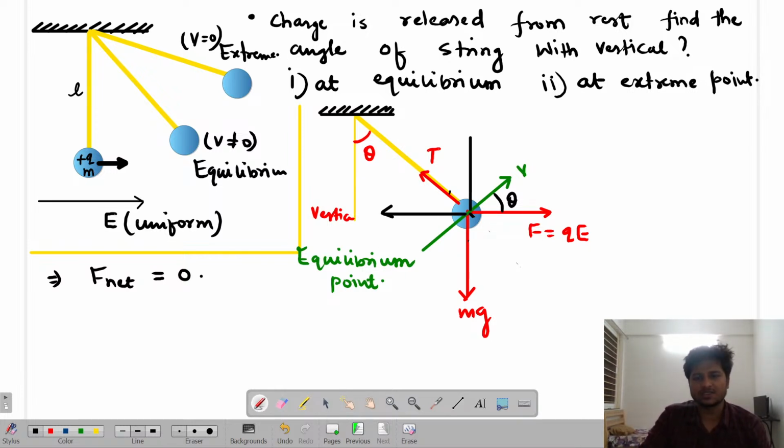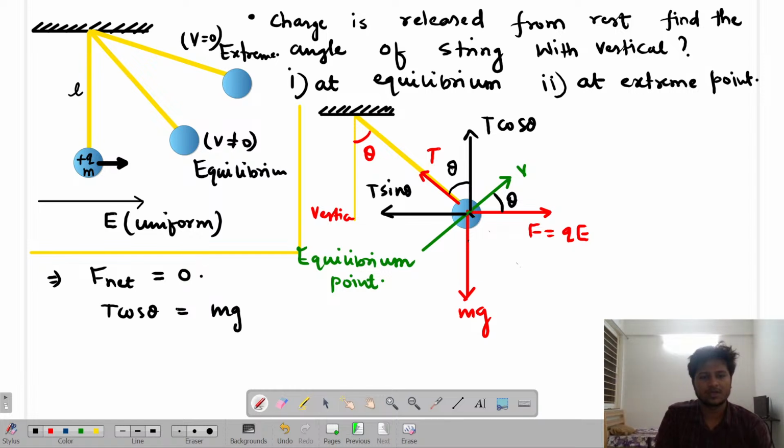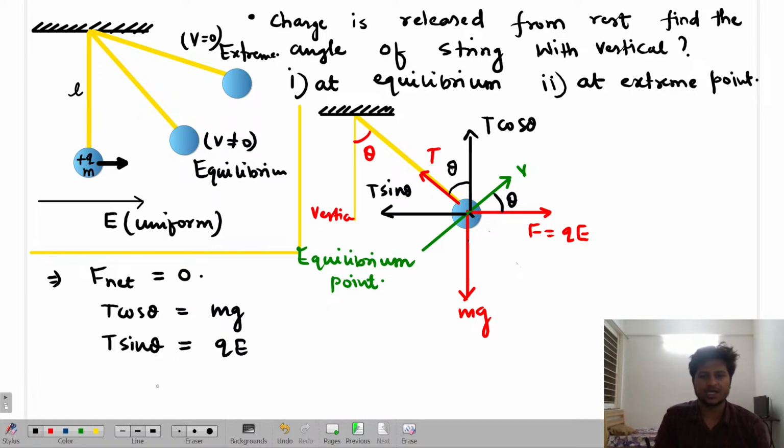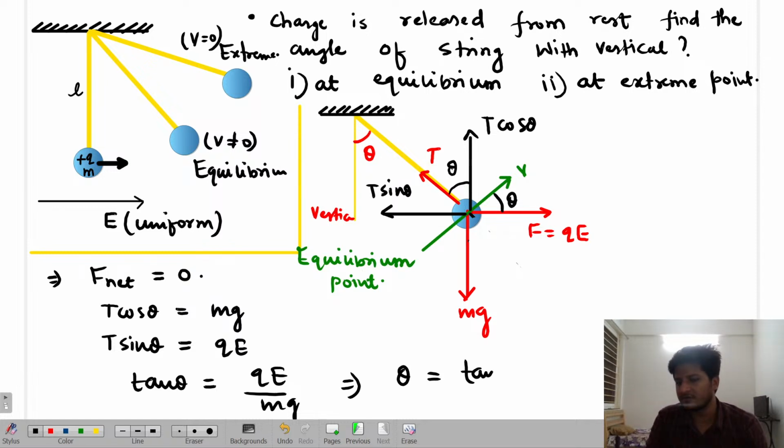So let's suppose if this angle is theta, this angle is also how much? Theta. So this will be how much? T cos theta, and this will be T sin theta, isn't it? And if f net is 0, that means T cos theta must be equal to how much? mg. And T sin theta equals QE. और इसको जब हम रेशियो निकालेंगे तो क्या आएगा? That means tan theta is equal to QE by how much? mg. So what is my vertical angle at equilibrium case? Theta is equal to tan inverse QE by mg. Are you able to get me on?